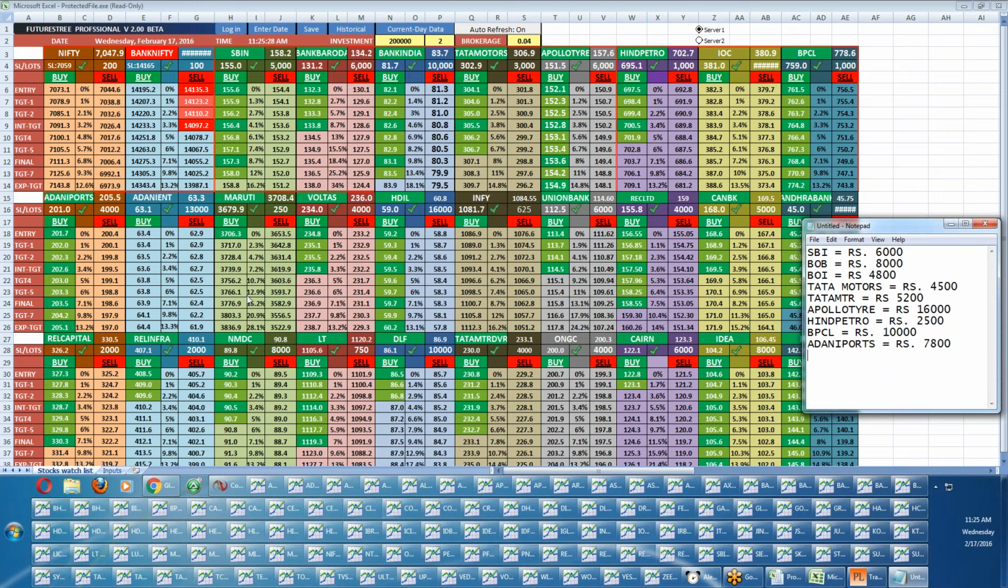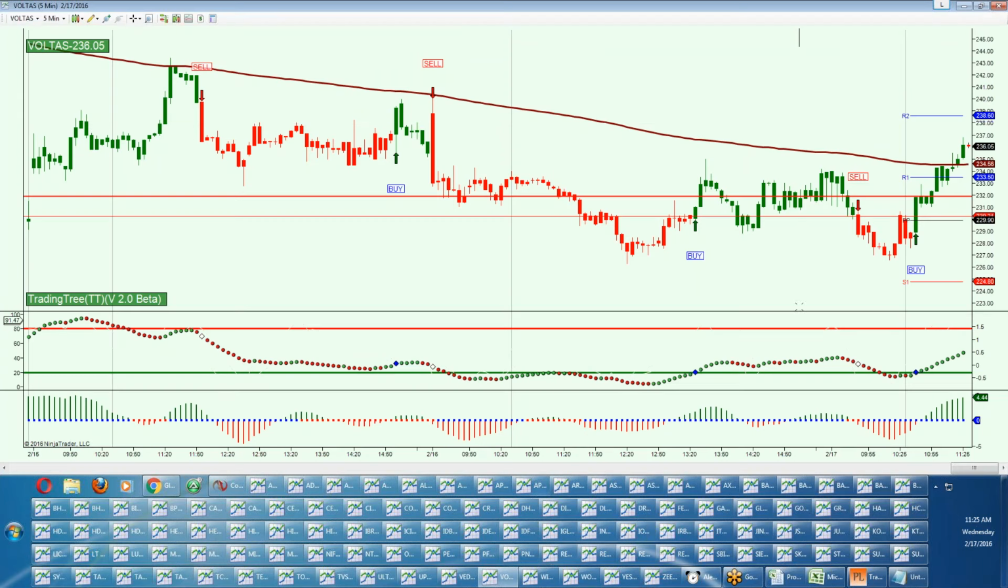So now Maruti, it hit a stop loss. Now we have a buy call. Adani Enterprises, we have a buy. Voltas, you can see, not calculating Voltas. Let it make its final target. We can see that here there is a possibility of 238.